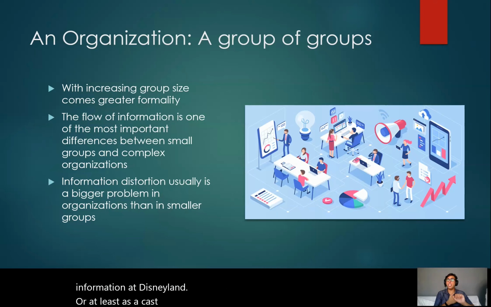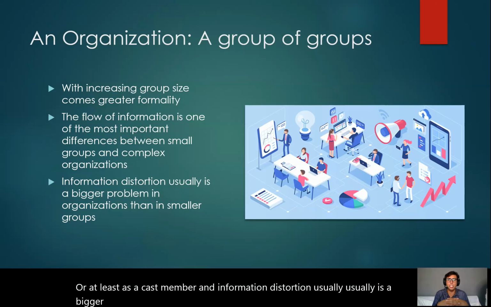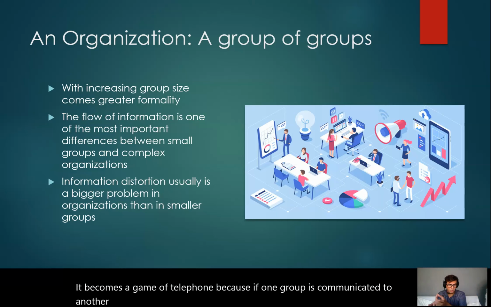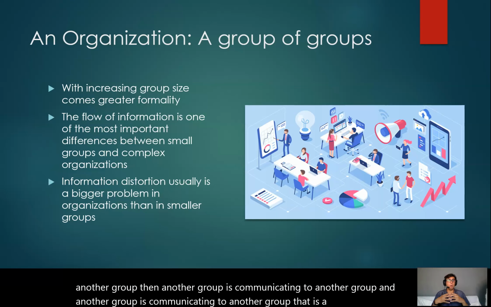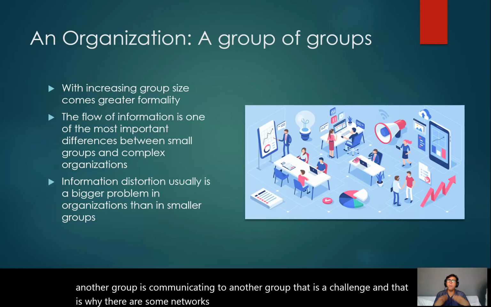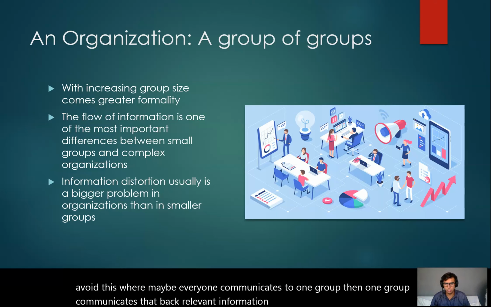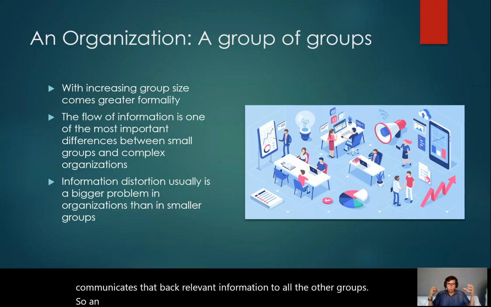And information distortion usually is a bigger problem in organizations than in small groups. It becomes a game of telephone, because if one group is communicating to another group, and that group is communicating to another group, and another group is communicating to another group, that is a challenge. And that is why there are some networks in place that try to avoid this, where maybe everyone communicates to one group, then that group communicates relevant information back to all the other groups. So an organization is a group of groups.